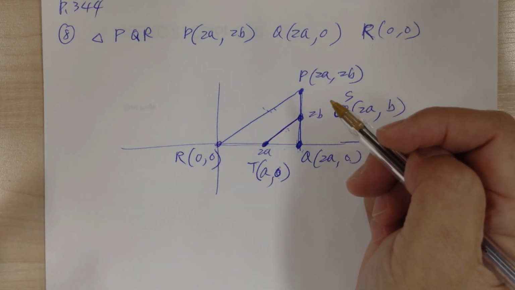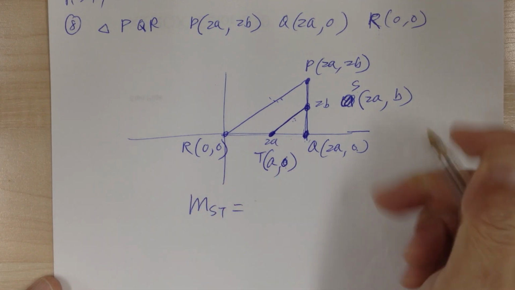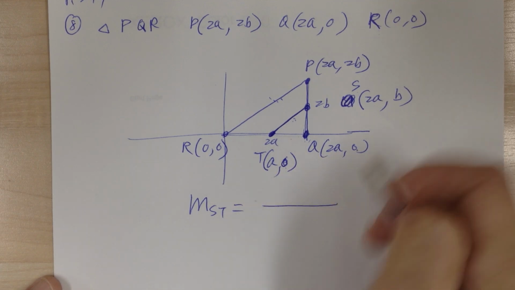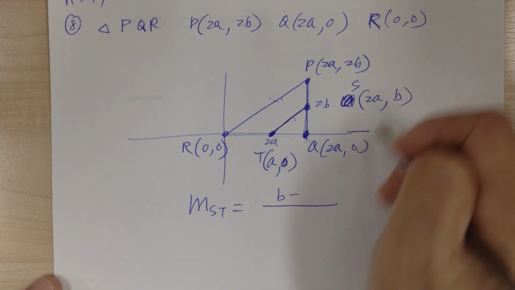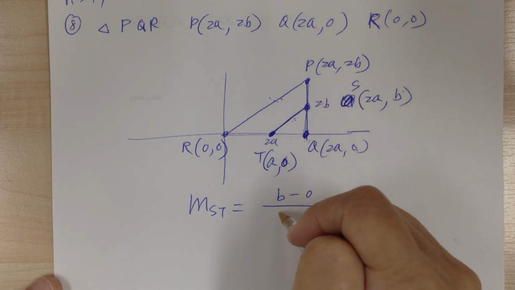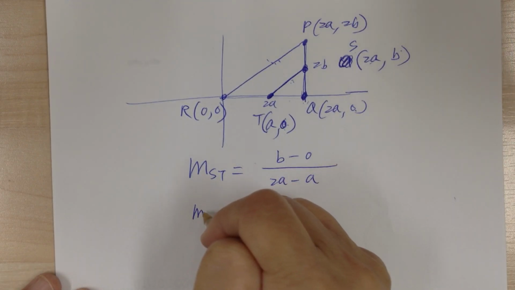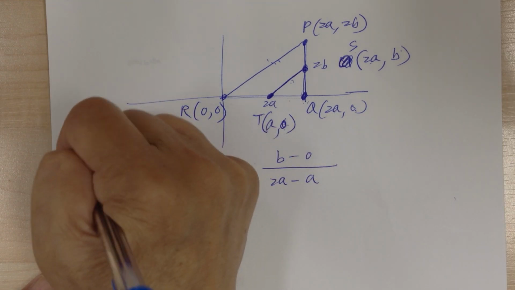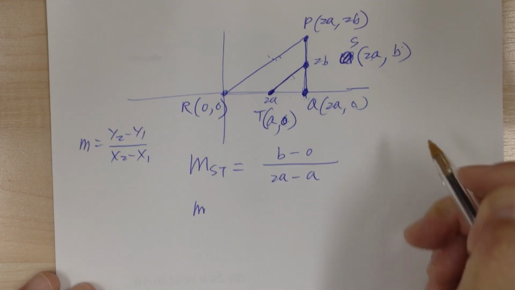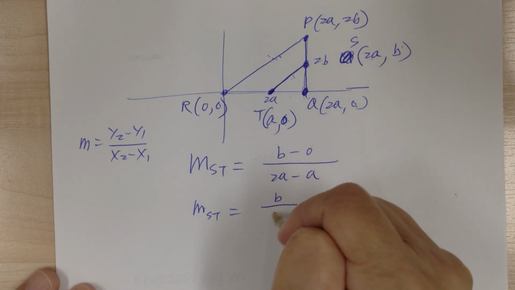Well, to show they're parallel, you do the slope. The slope of ST. Now remember, the slope formula is y2 minus y1 over x2 minus x1, right? So that's what we're doing. So slope of ST will equal B over A.